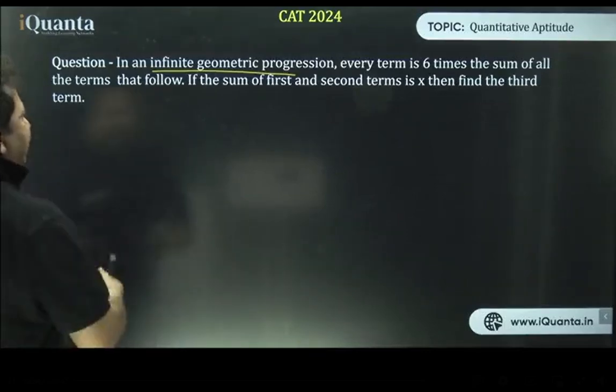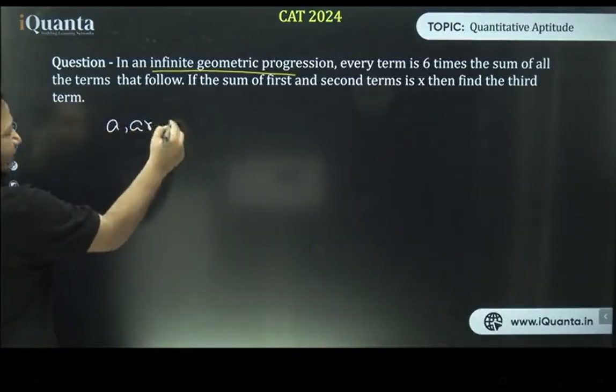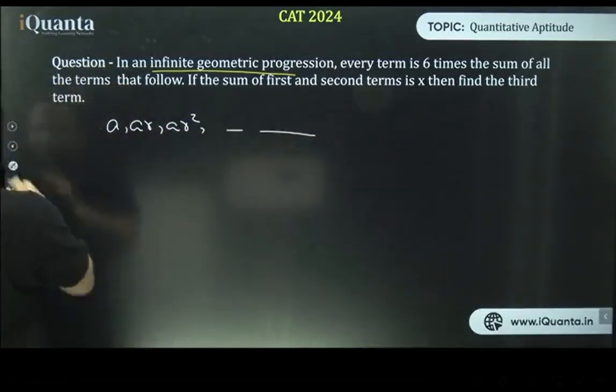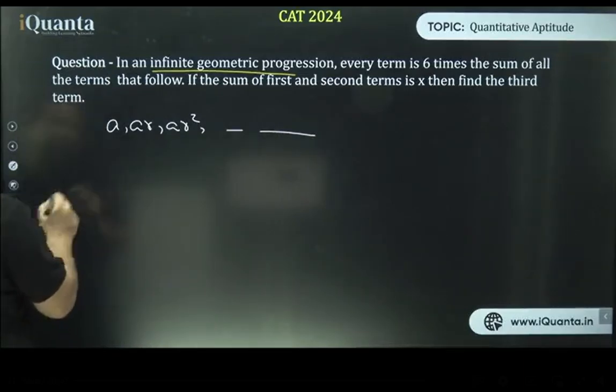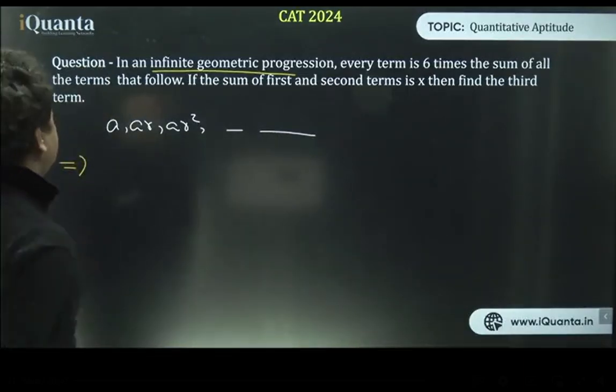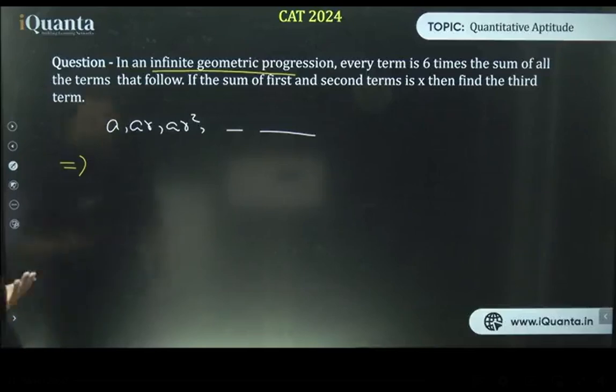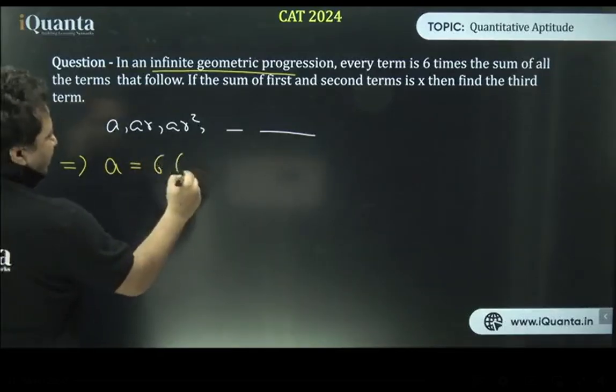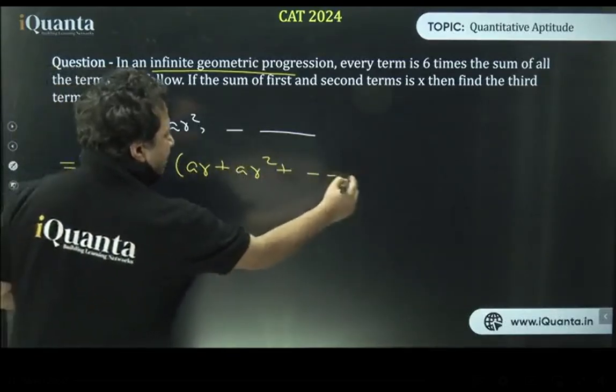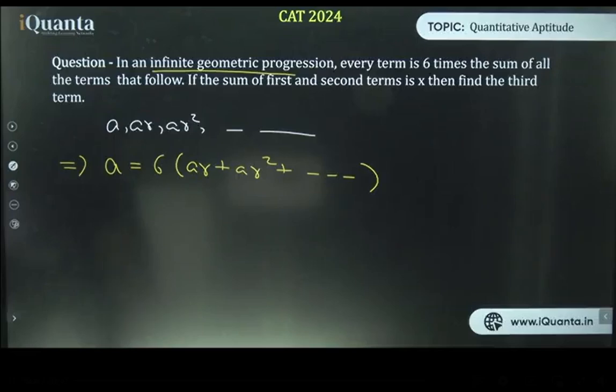See, it's an infinite GP. So let the GP be A, AR, AR square, and so on. Now, it says every term is 6 times the sum of all the terms that follow. That means the first term will be 6 times sum of all the terms that follow. Yes or no? Is that clear? Understood this point? All right. Here R is less than 1, obviously, because it's an infinite GP.